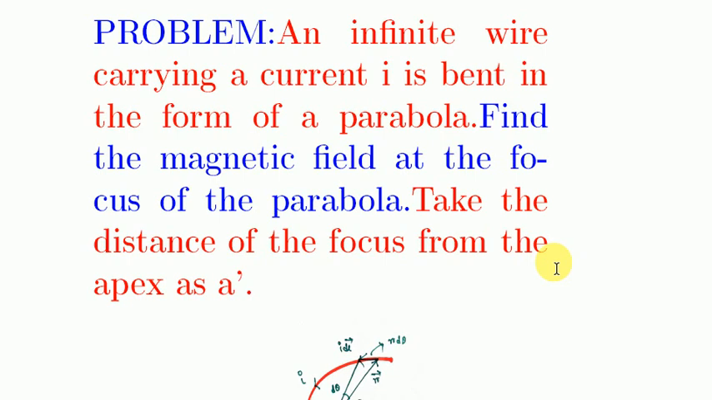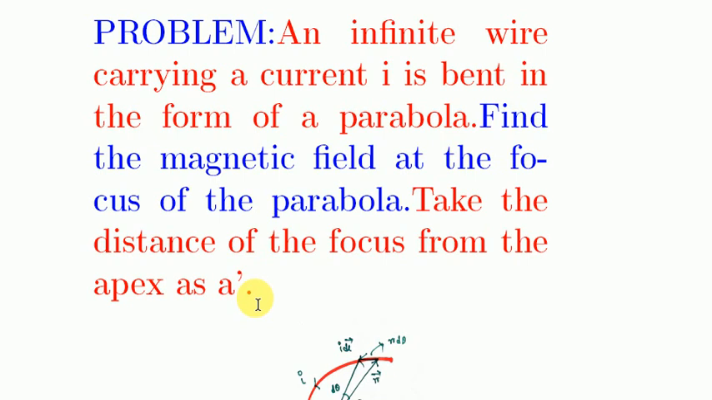Here the problem is: an infinite wire carrying a current I is bent in the form of a parabola. Find the magnetic field at the focus of the parabola. Take the distance of the focus from the apex as a, small a.